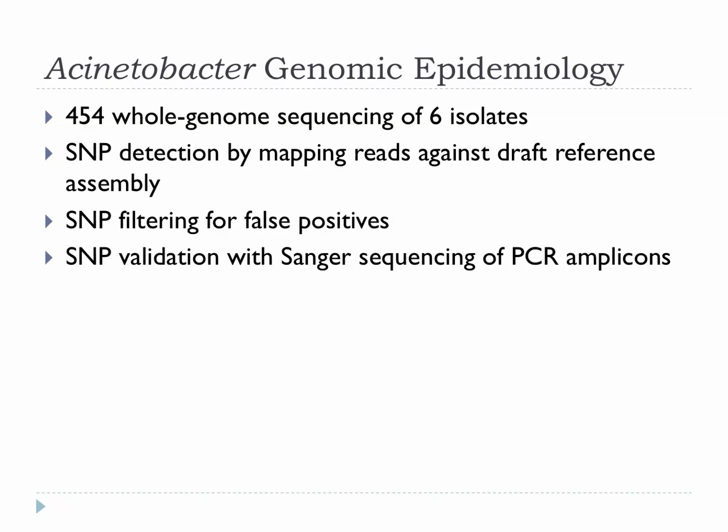At the time we used the 454 platform and we sequenced 6 isolates, and then we detected SNPs, single nucleotide polymorphisms that varied among the isolates, and validated those so that they were trusted. Because we were doing this for the first time, we were very careful to go in and re-PCR out those regions, re-sequence them and everything.